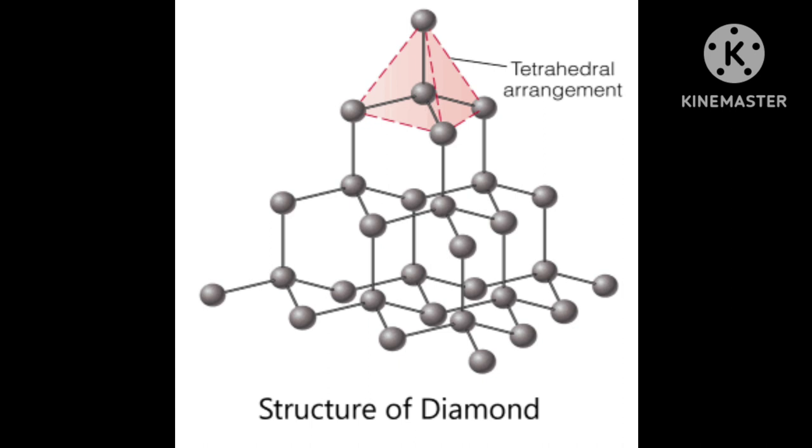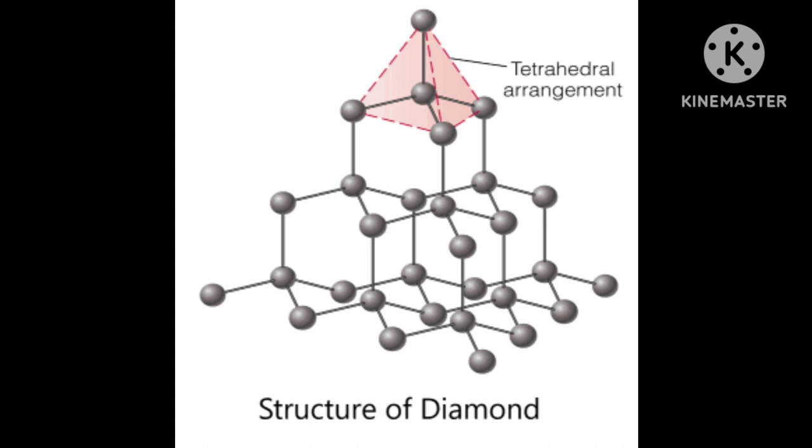Today I am going to discuss important trends and anomalous behavior of carbon. Last class I discussed chemical properties of group 13 elements. Now I am going to discuss important trends and anomalous behavior of carbon.